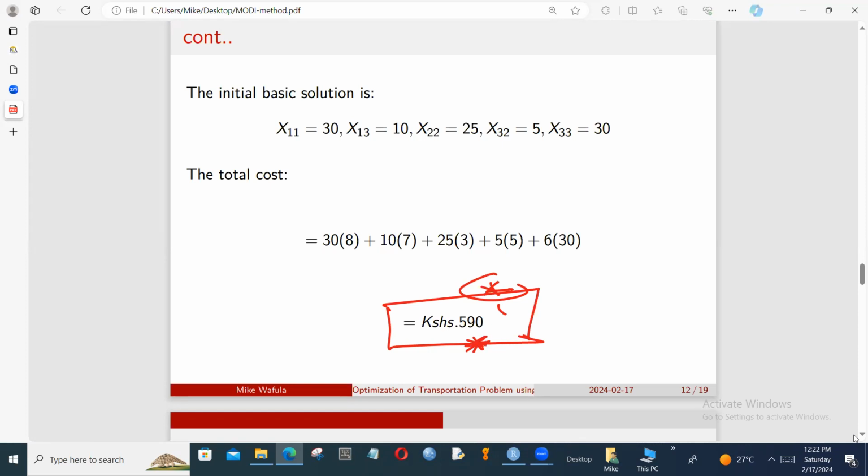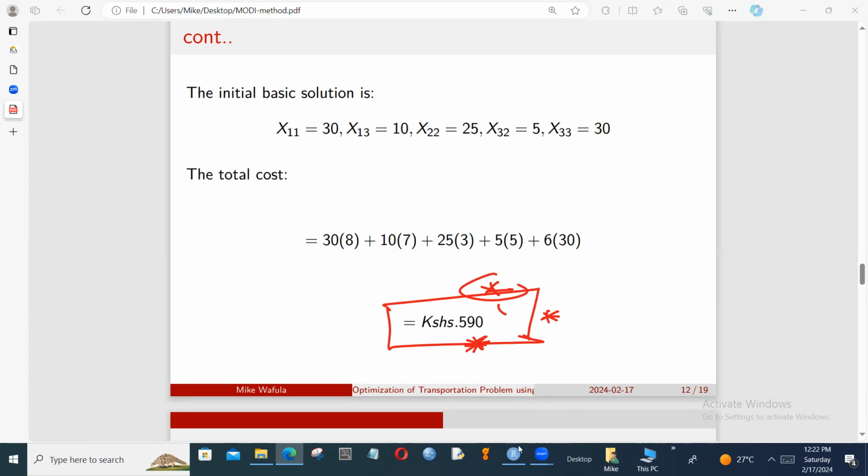So that is where optimization comes in. And that's where the MODI method comes in as far as the transportation problem is concerned. We want to see, is this the minimum possible amount you can actually spend in transporting goods from their sources to destinations, or can you spend a little bit less. And if we can spend a little bit less, then that would be better for us.